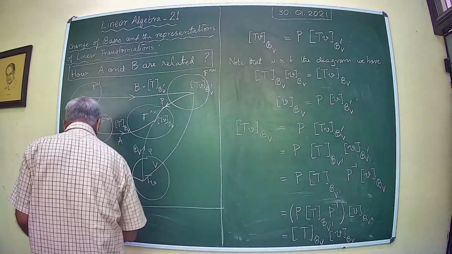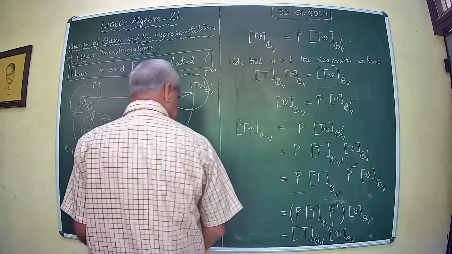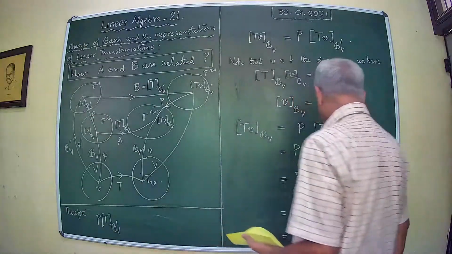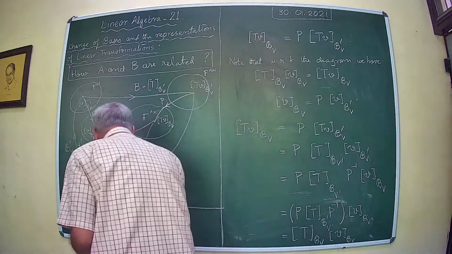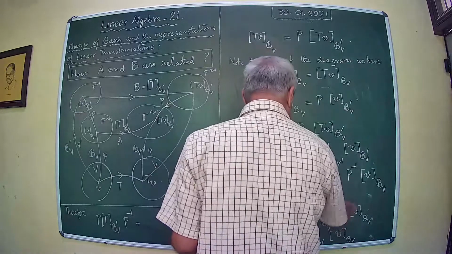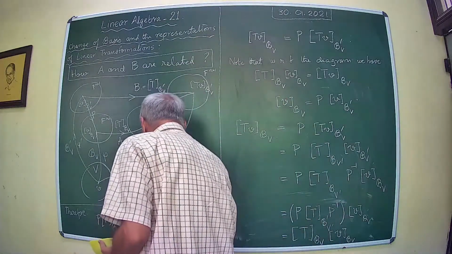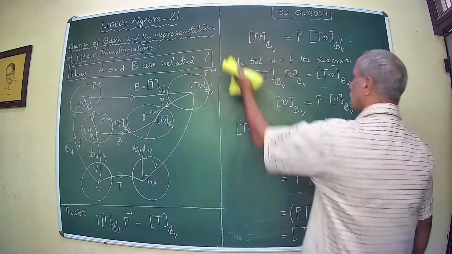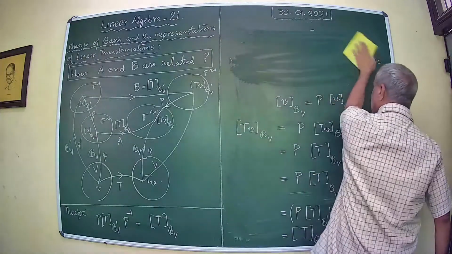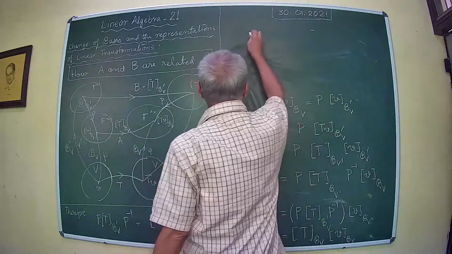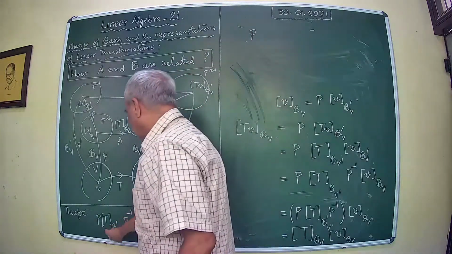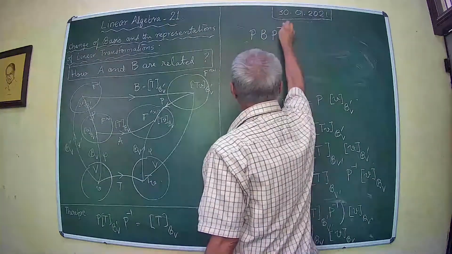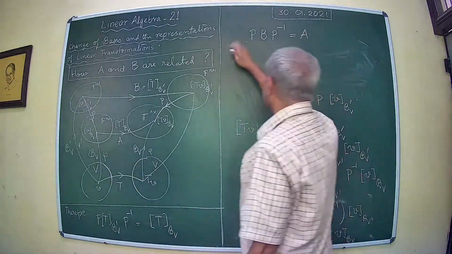PT, B prime, B prime P inverse is equal to, what is it? P. So in our notation, we can write it in terms of A and B. Okay. So P, the matrix representation corresponding to TBV prime is P inverse, or equivalent.